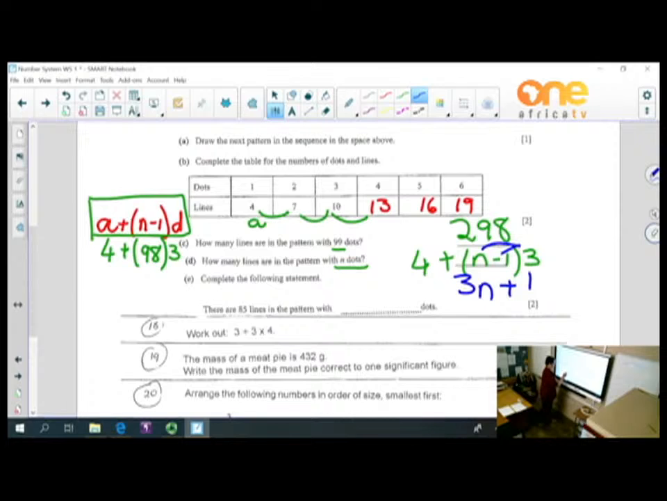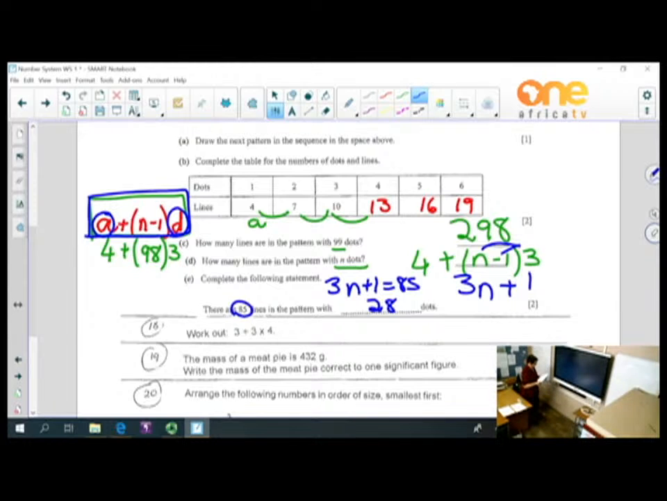And to find the last one, 85 lines, so now I can just equate this one to 85, so 3n plus 1 is equal to 85, and then I get that the number of dots is 28. Once you've got that formula, it's then very easy. Remember this one. Remember this, for A is the first term, D is the common difference. It will help you a lot.